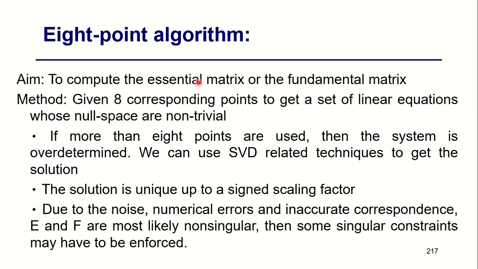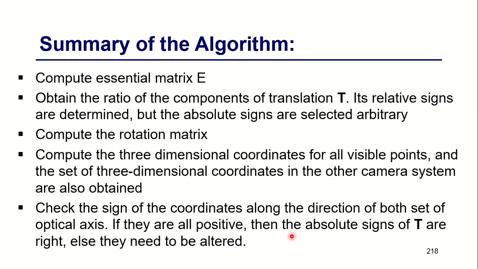The aim is to find the essential matrix or the fundamental matrix. Given 8 corresponding points, we get a set of linear equations whose null space is non-trivial. If more than 8 points are used, then the system is overdetermined. We can use SVD related techniques to get the solution. The solution is unique up to a signed scaling factor. Due to noise, numerical errors and inaccurate correspondence, E and F are most likely non-singular, so some singularity constraints have to be enforced.